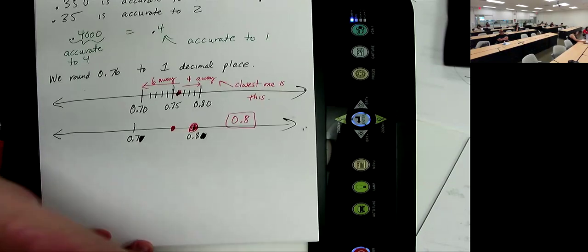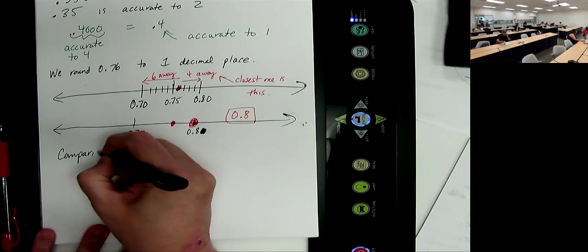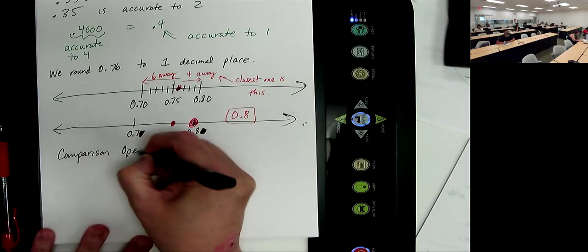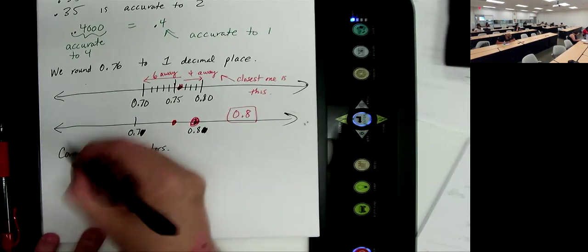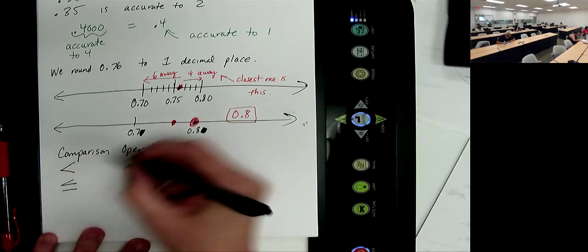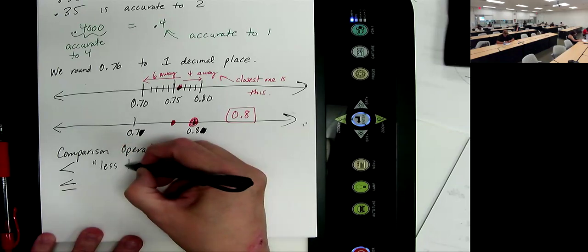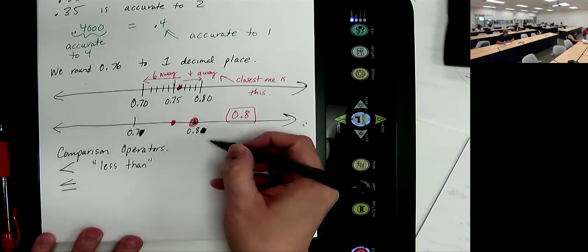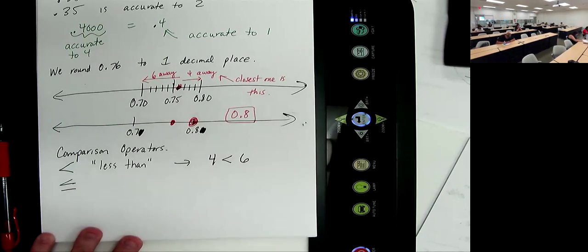Alright, next topic. Comparison operators. We have that one and we have this one. This one is called less than, as in 4 is less than 6.